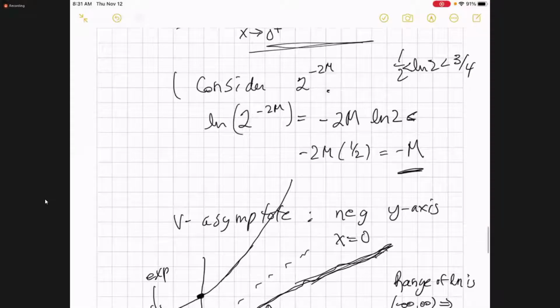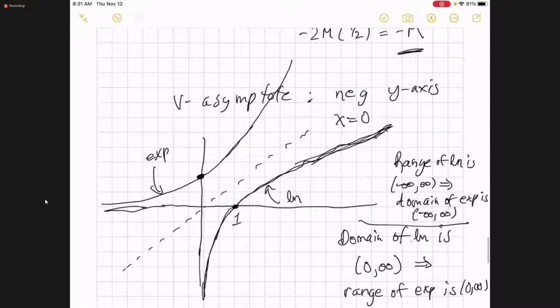Okay. All right, so we know some things about this new function already.